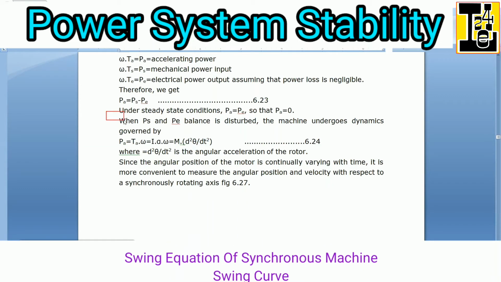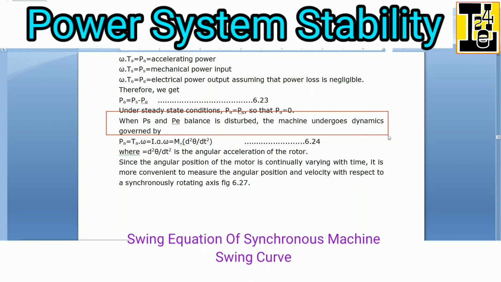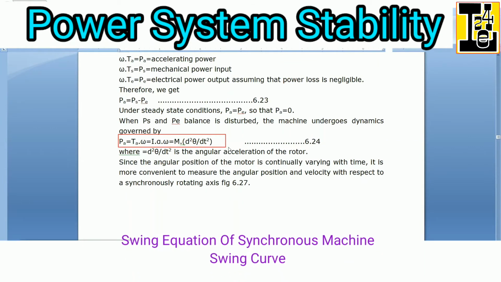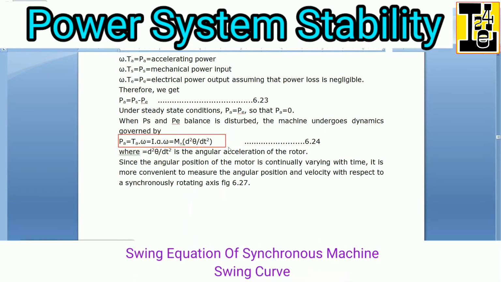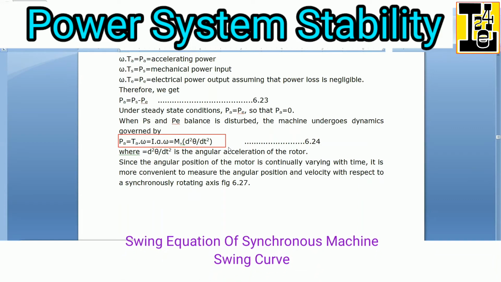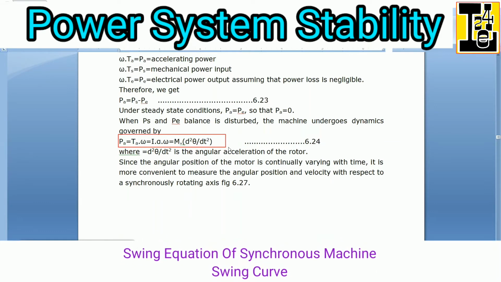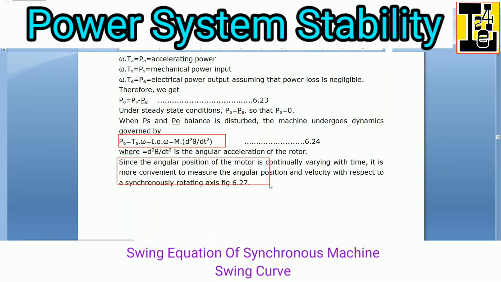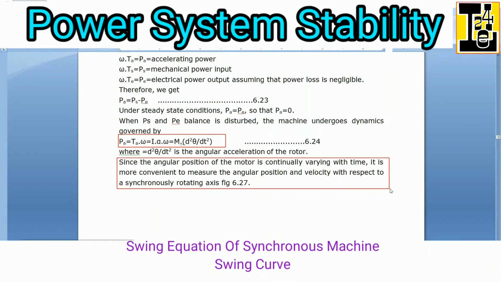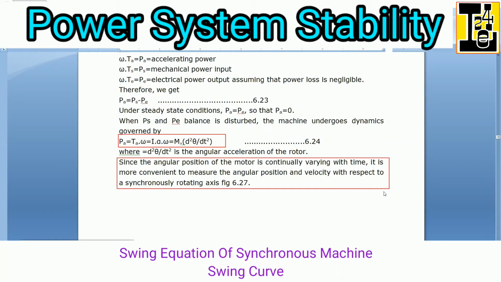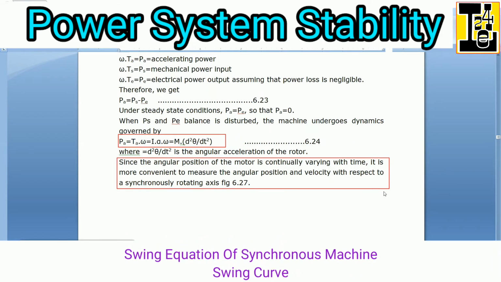When the PS and PE balance is disturbed, the machine undergoes dynamics governed by PA equals TA omega, that is equal to I alpha omega equals M d square theta by dt square, where d square theta by dt square is the angular acceleration of the rotor. Since the angular position of the rotor is continuously varying with time, it is more convenient to measure the angular position and velocity with respect to a synchronously rotating axis.